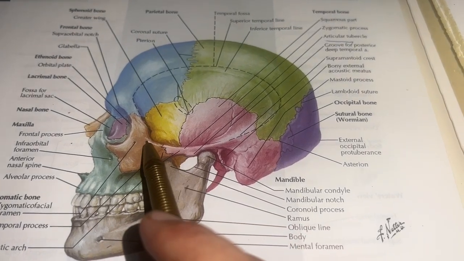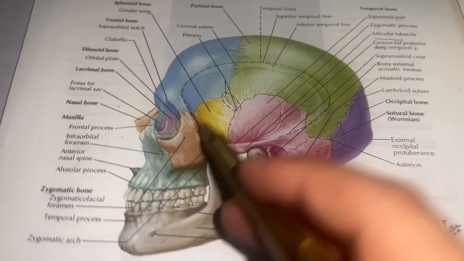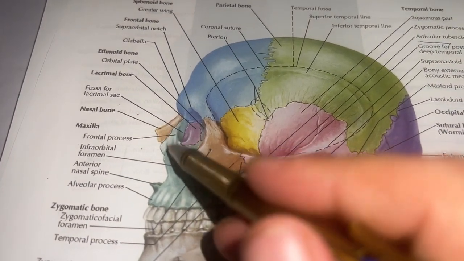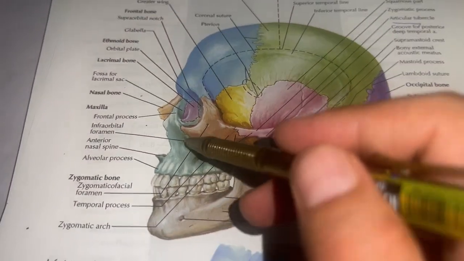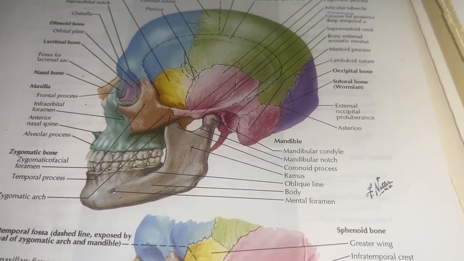This is the zygomatic bone, this is the zygomaticofacial foramen, this is the nasal bone. This is the maxilla, and this is the mandible, which forms the lower jaw.